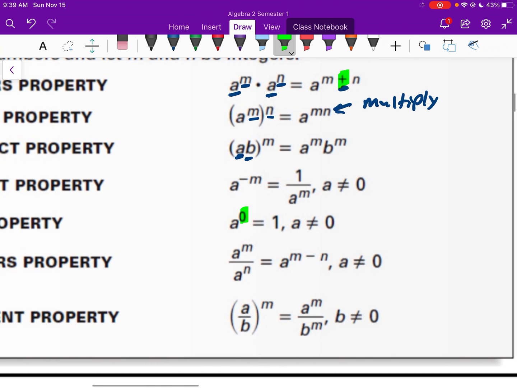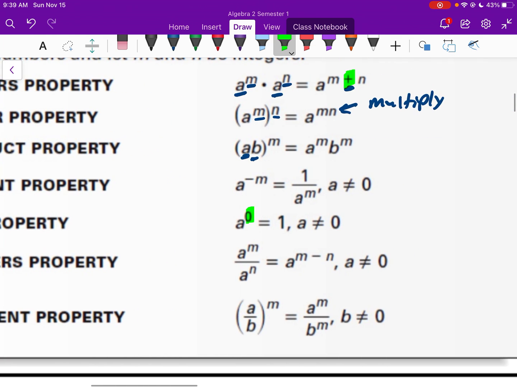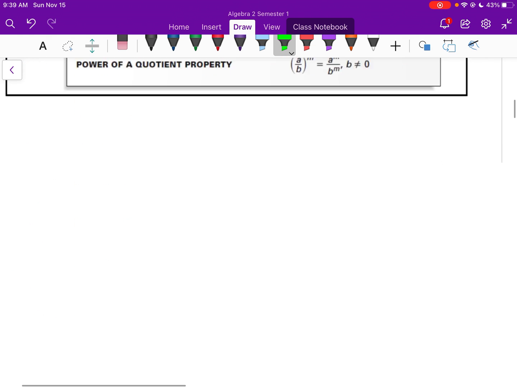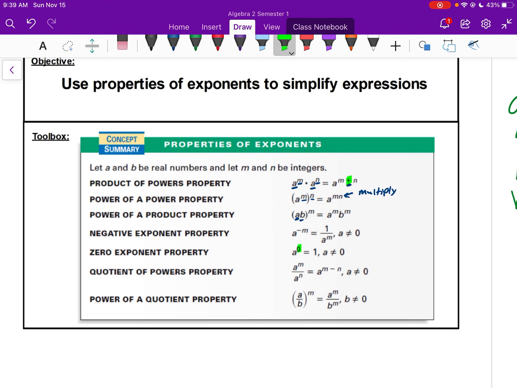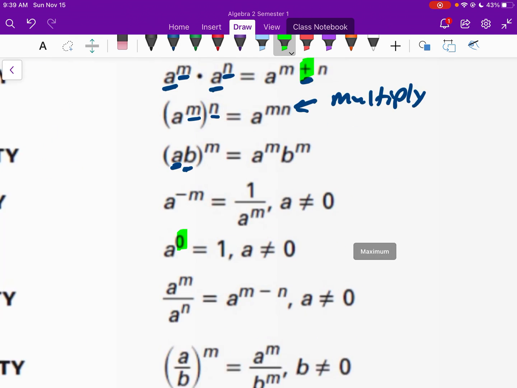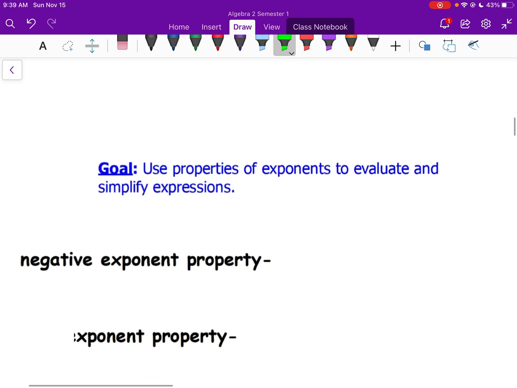Quotient of powers: we've got a to the m over a to the n. In those cases, when we're dividing two terms that have the same base, we are going to subtract the exponents. And then power of a quotient. We've used these to simplify already. So we've got a over b, that whole thing to the m power. We're just going to take that exponent to both terms inside the parentheses. So we'll go through these. You will need to understand these properties. You don't exactly have to memorize them, but you need to know how they work.